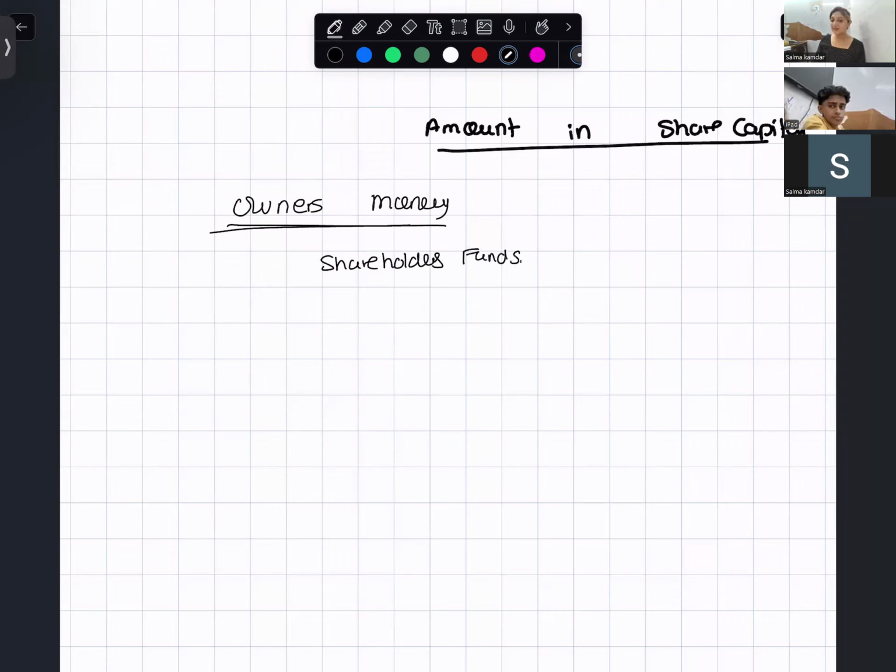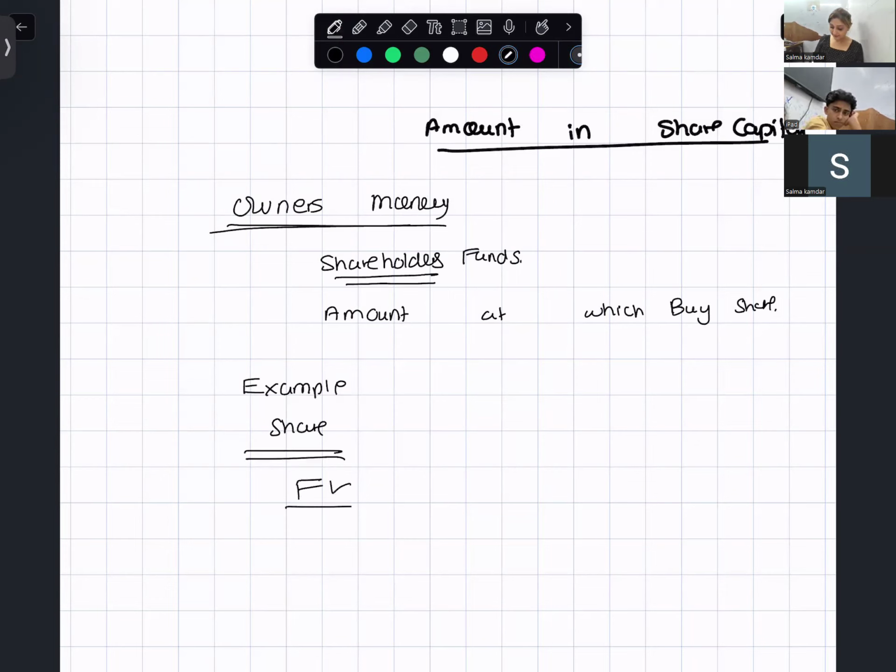When I say it is owner's money, it means it is shareholders' funds. When I say it is shareholders' funds, that means it is the amount at which my shareholders will buy shares. Okay? Now, say for example, the share has a face value of rupees 10. This is the price that will be on the shares.